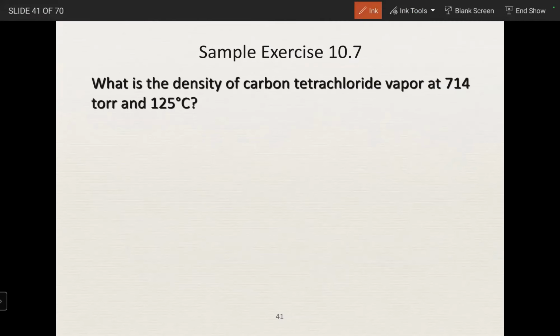So the first thing I'm going to do is just convert these to atmospheres and Kelvin. So with torr, 760 torr is equal to 1 atmosphere. So since we're less than 760, we should have less than 1 atmosphere. And when we convert this, we'll get 0.939 atmospheres. And then 125 Celsius will just be 398 Kelvin.